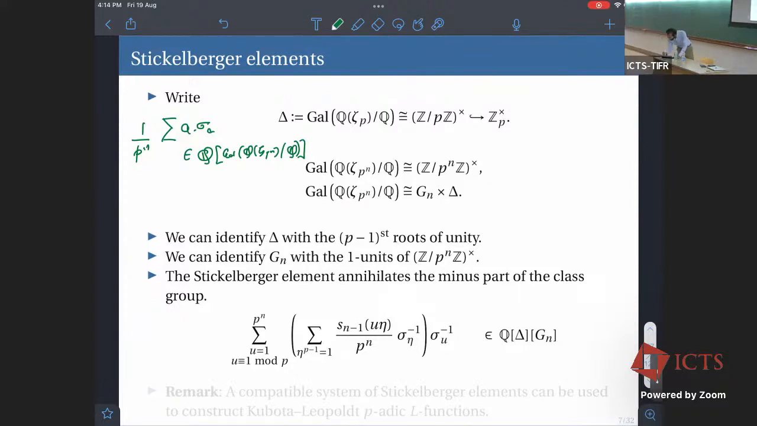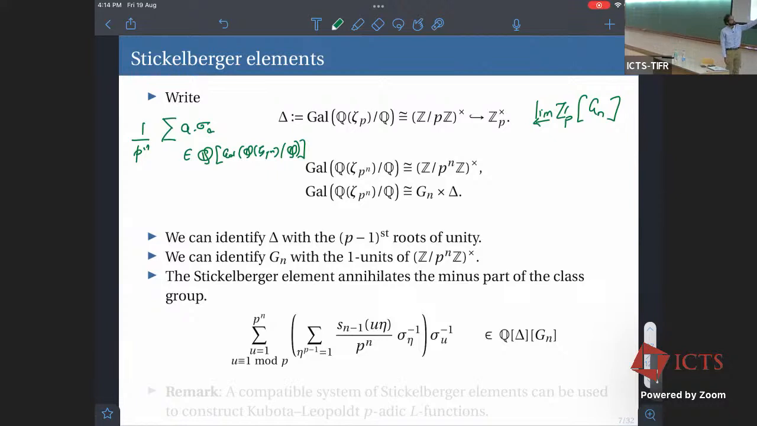Remember that I want to look at power series rings, some sort of inverse limit over Z_p of the group ring of G_n. So I want to separate out the p part. I want to write the delta part separately, and I want to write the G_n part separately. So we have this a in (Z/p^nZ)^×, and I want to write the p part separately and the prime-to-p part separately.